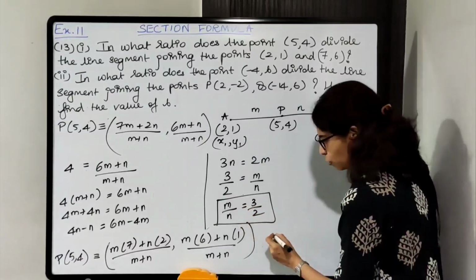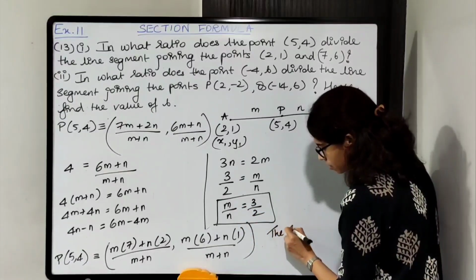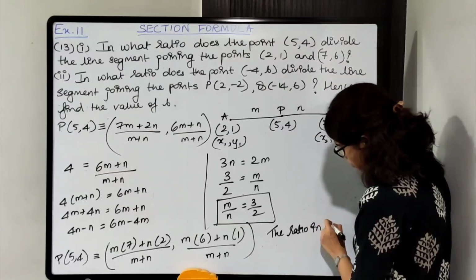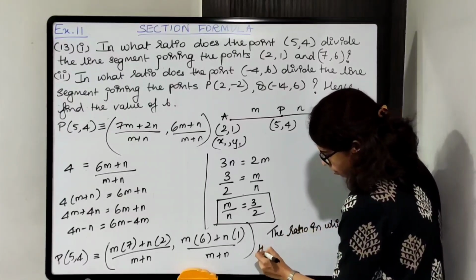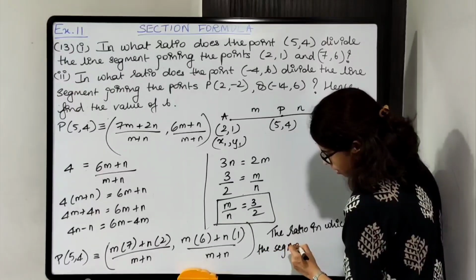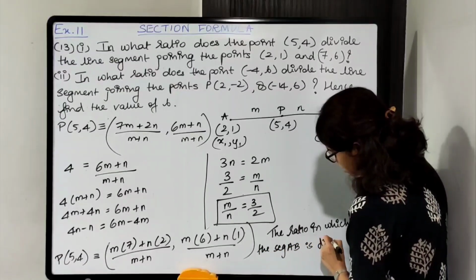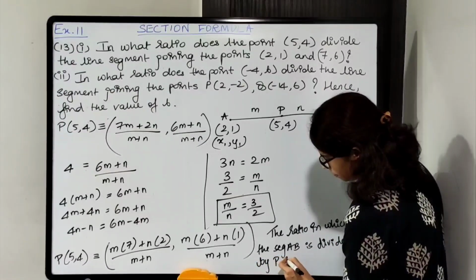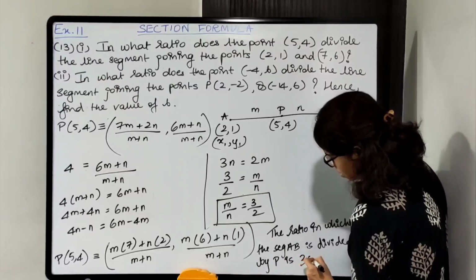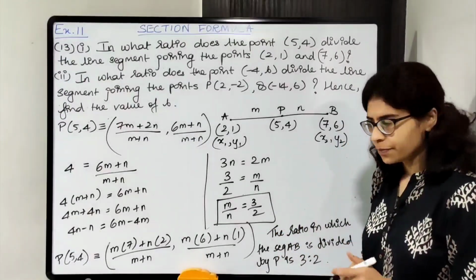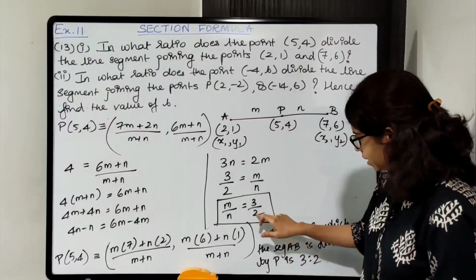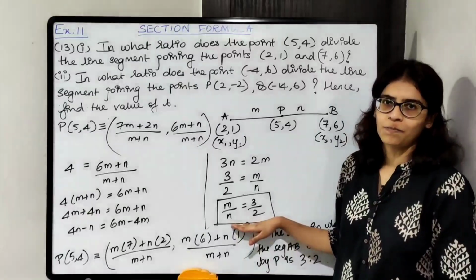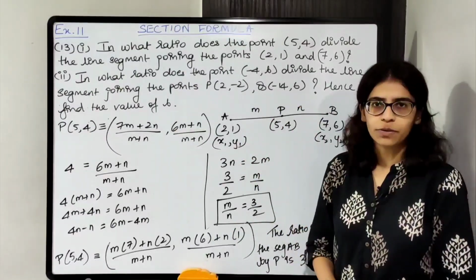After this, write down properly: the ratio in which the segment AB is divided by point P is 3:2. Numerator first, then denominator. Alright, don't forget this statement, and box this. Now we'll move on to the second part of the question.